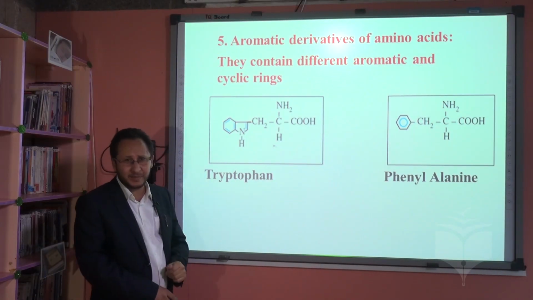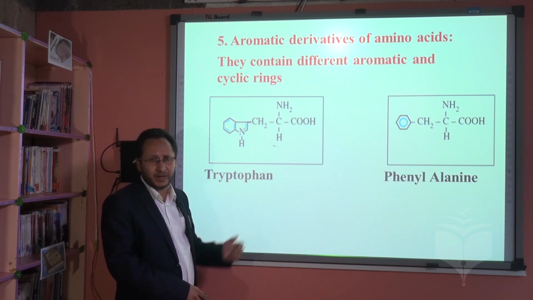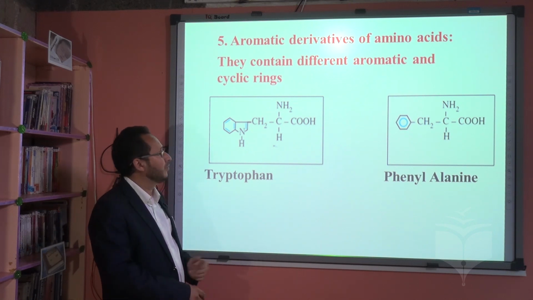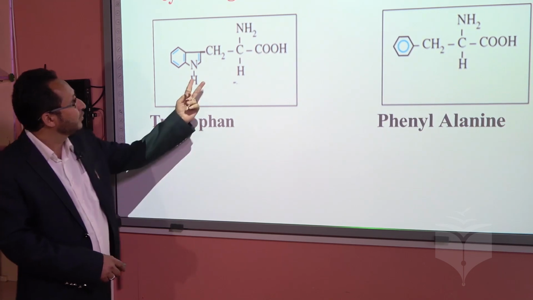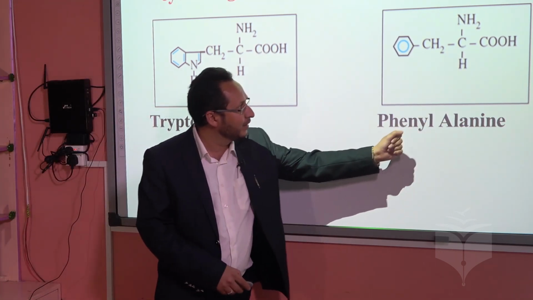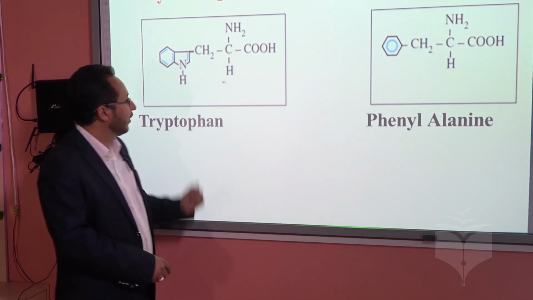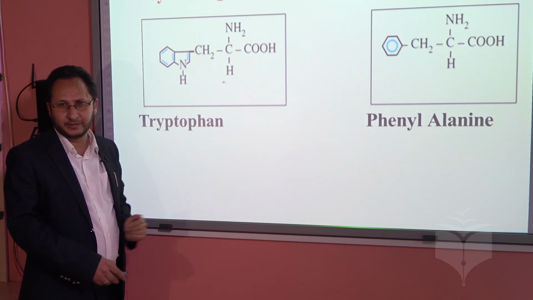Now, the last type is aromatic amino acids that contain the benzyl ring or cyclic compound. We have two types here. This one we call phenylalanine, because this is the phenyl group and this is the alanine. Here we have tryptophan.